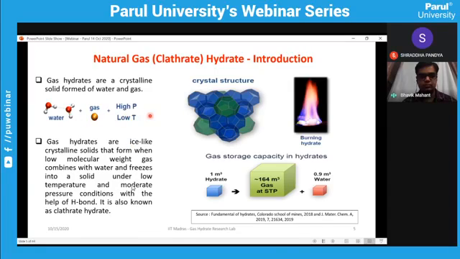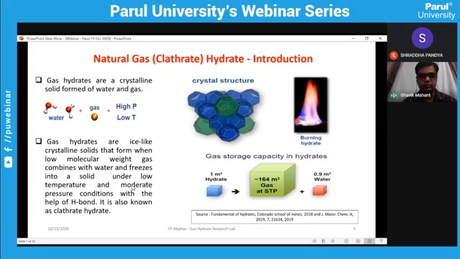It's not only methane or carbon dioxide. We can make gas hydrate from any gases. So when low molecular weight gas combines with water and freezes into a solid under low temperature and moderate pressure, then it is known as a natural gas hydrate, or a clathrate hydrate.